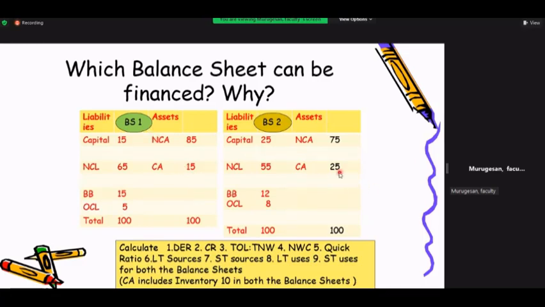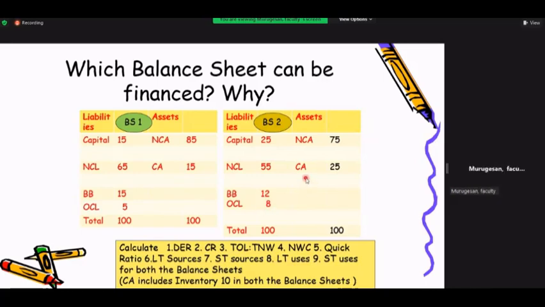In this balance sheet, 25 is the current assets and inventory is 10. So current assets minus inventory will be 15, and the bank borrowing is only 8. So 15 divided by 8, almost 2, that is 1.875.